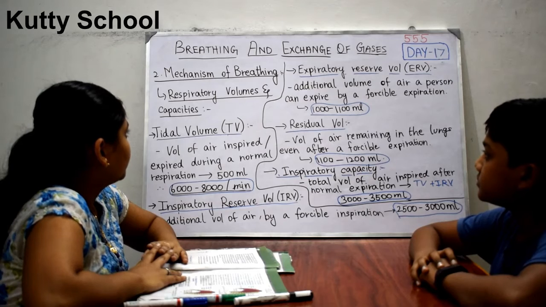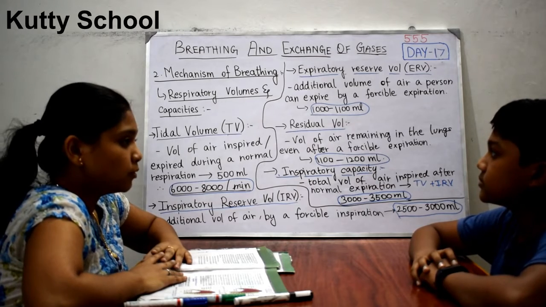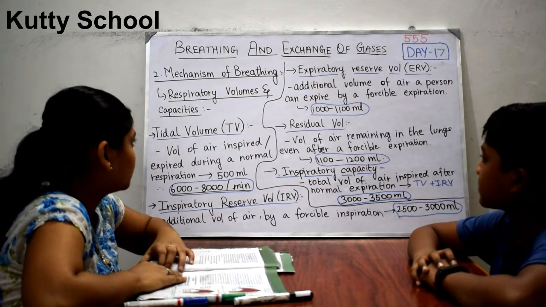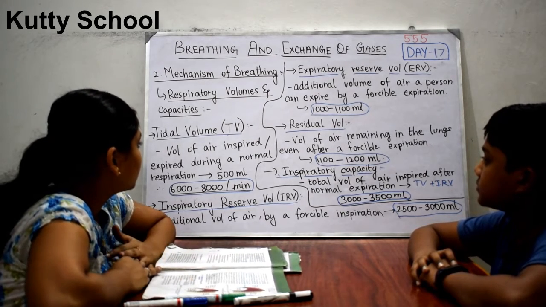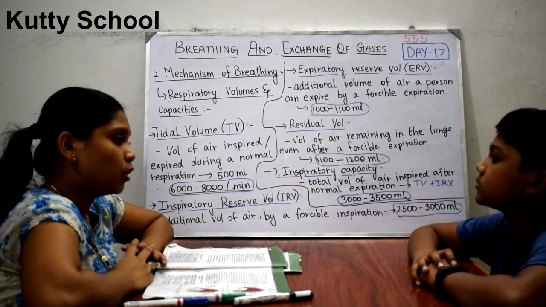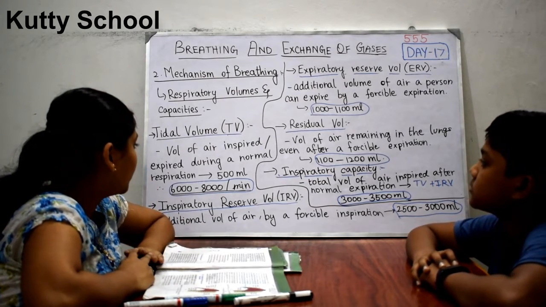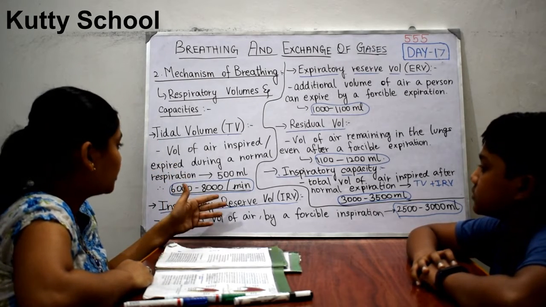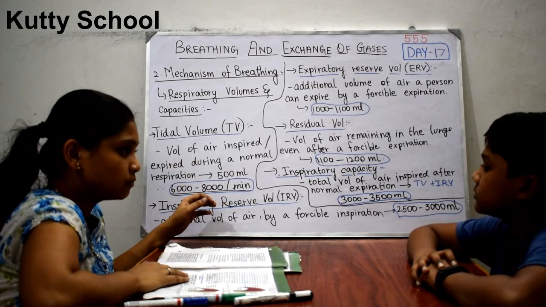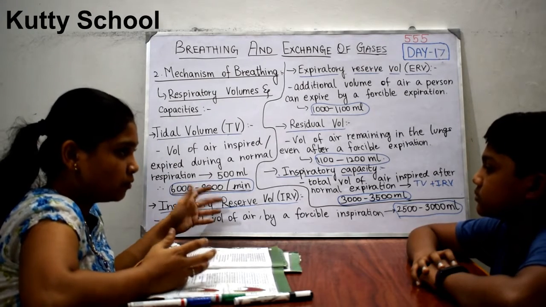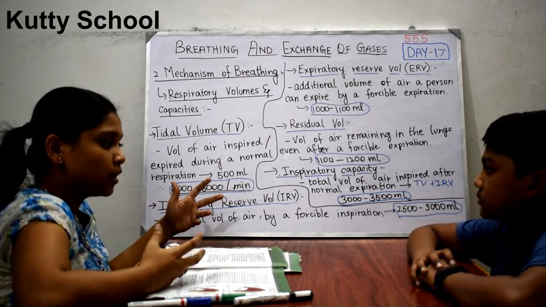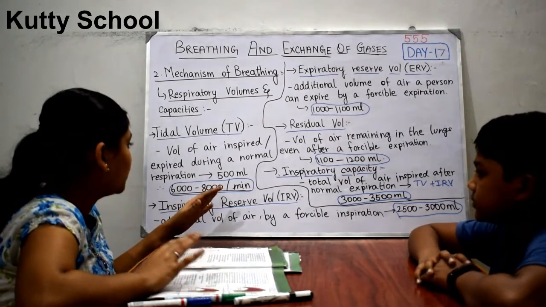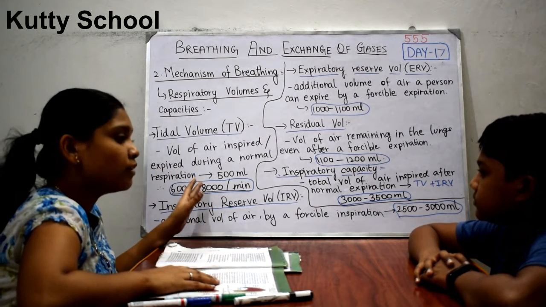So now we are going to see the subtopic under mechanism of breathing, which is respiratory volumes and capacities. First, we are going to see tidal volume. Tidal volume is nothing but the volume of air inspired or expired during a normal respiration. How much volume of air do we inspire or expire during a normal respiration? Not too fast, not too slow. Normal respiration is 500 ml.